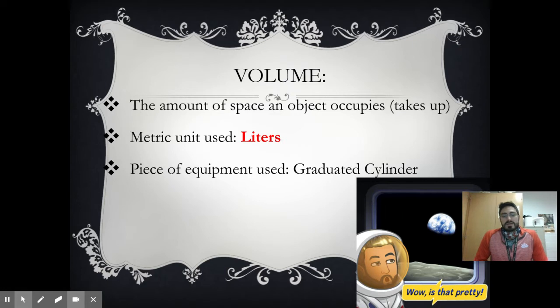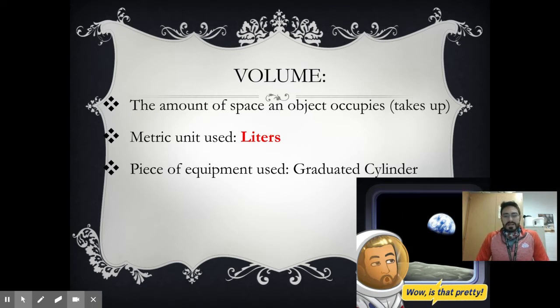The metric unit used, metric, not customary. And by the way, metric is the same as SI, and customary is the other one. SI stands for Standard International. Standard International is metric because we're the only country really that uses anything but metric. So the metric unit for volume is called the liter, or plural is liters.